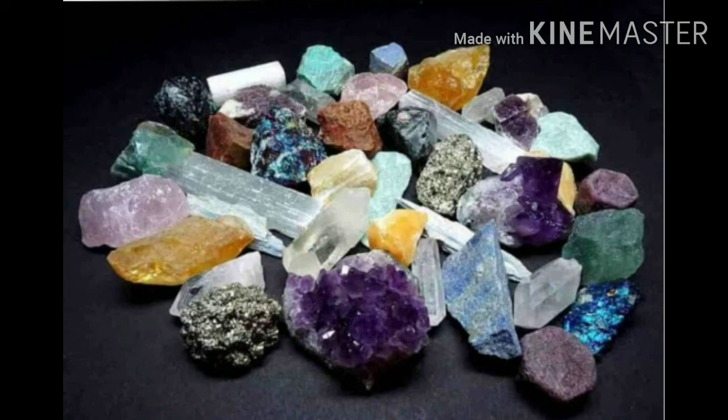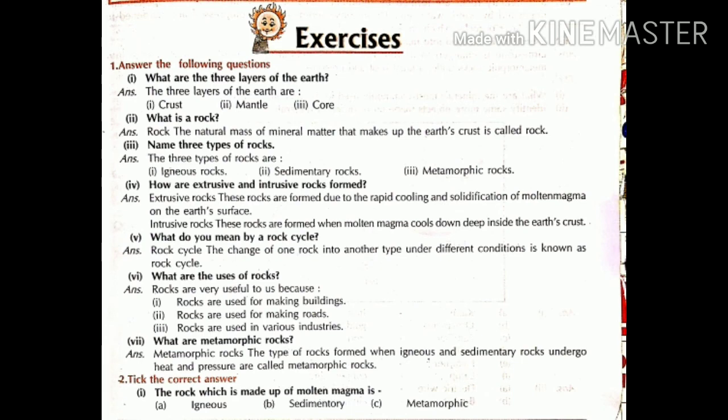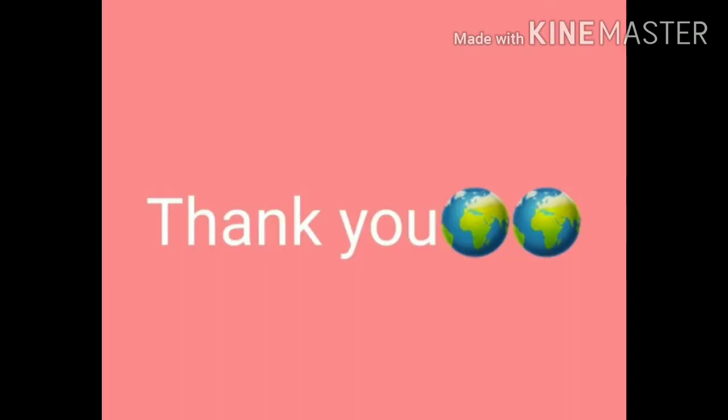So here we have completed our chapter 2, Inside Our Earth. Your homework will be, you have to write the exercise. The exercise: you have to write glossary, answer the following, tick the correct answer, match the following, give reason. Additional questions also I have given you, and diagrams also you have to make. Understood? Write in very good handwriting, complete your notes and make the diagram on the white side with pencil. I will send you the PDF so that you can see more clearly. Okay? Write it in very good handwriting.